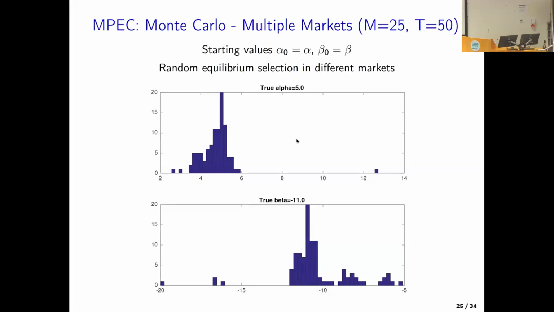Anyway, this is the implied parameter of beta here, and sometimes it actually gets quite far away. So here the true value is minus 11, and you also get these values that are pretty far away.